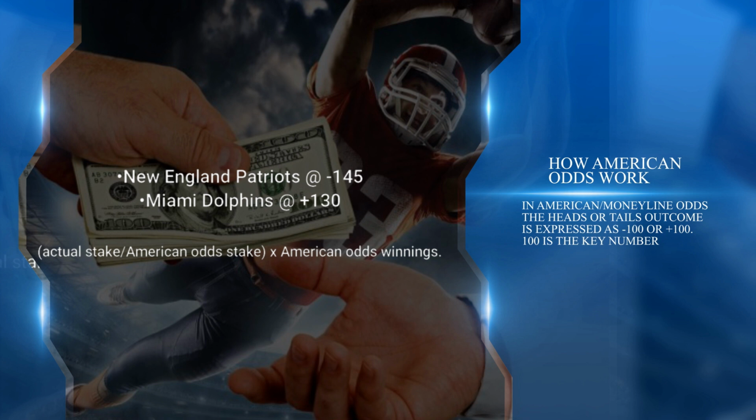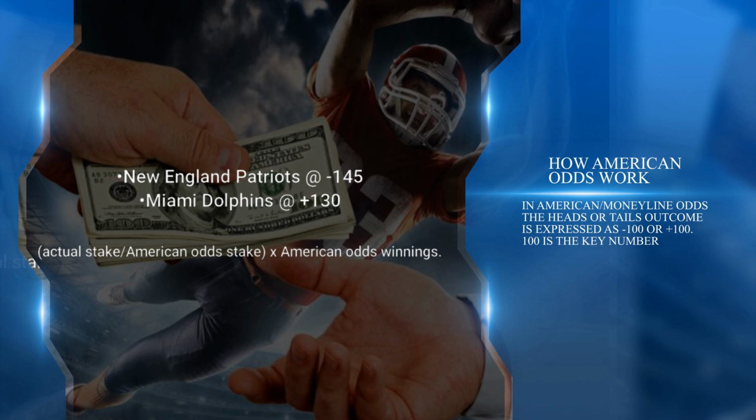In American or moneyline odds, the heads and tails outcome would be expressed as minus 100 or plus 100, and 100 is the key number, which we'll illustrate with another example. This time it's an American football match, and the American moneyline odds are as follows. New England Patriots are at minus 145, and Miami Dolphins are at plus 130.